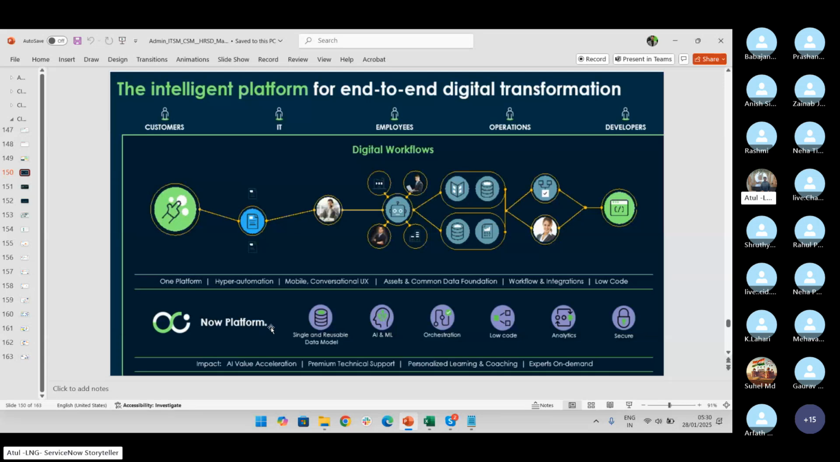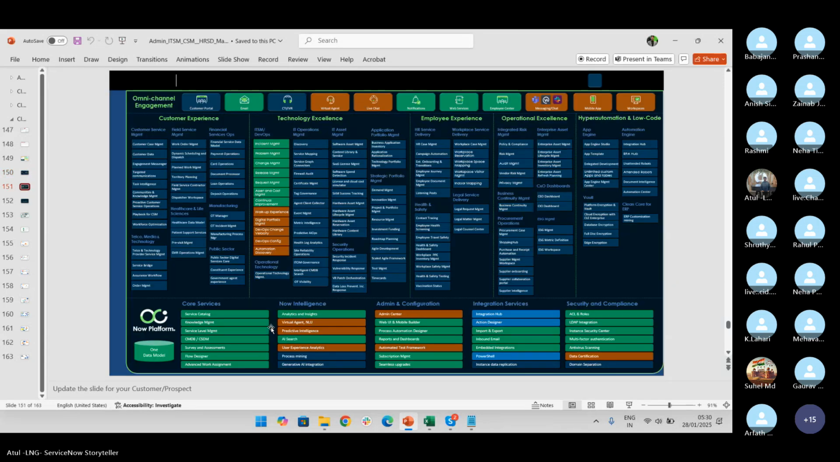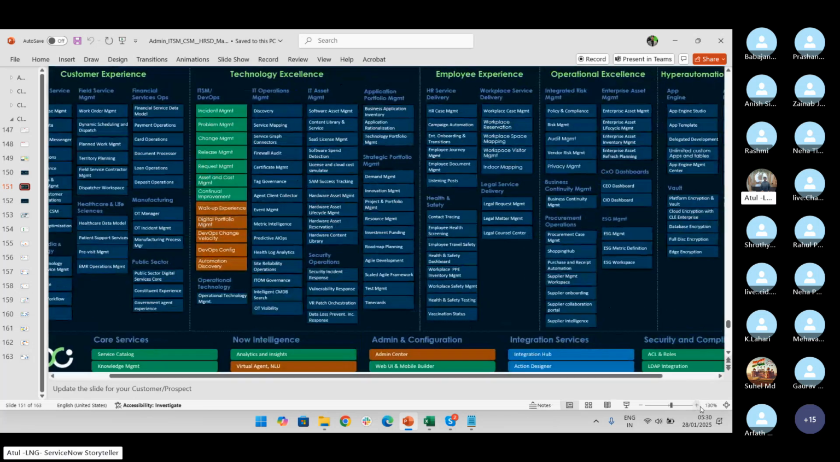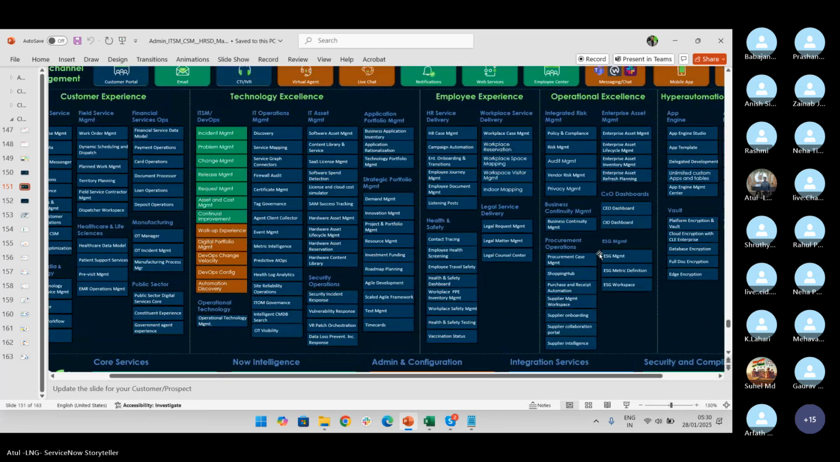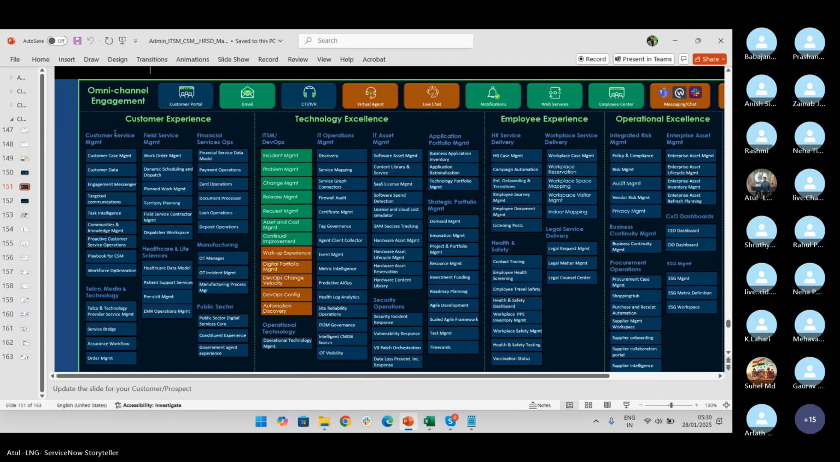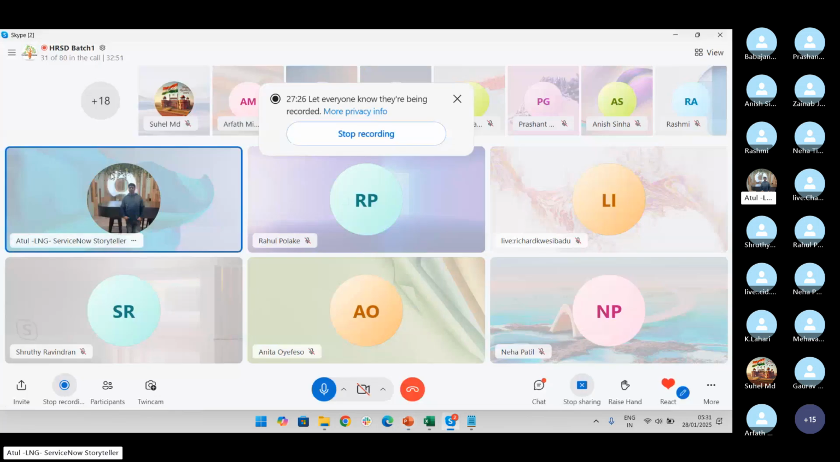Those were very small. Let me show you the bigger picture now. Now tell me. Look at this. What we have discussed just now, customer experience. In the customer experience, we have CSM and FSM. What does FSM mean?